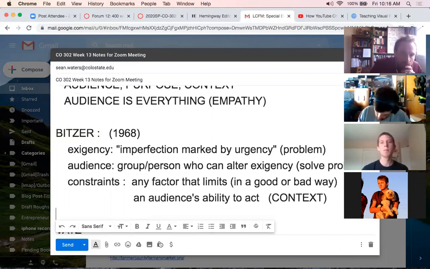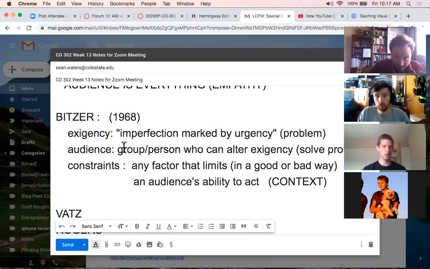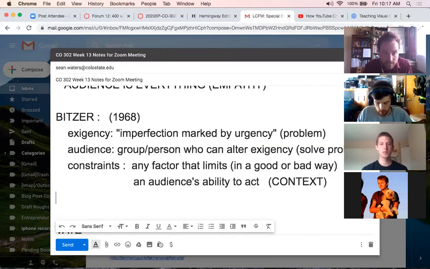Okay, so we're actually at a point where we can zoom out to see this first theory of rhetoric that basically shows that rhetoric arises out of imperfection and the need to change that imperfection through communication to a particular audience that can affect that situation. So he says his famous argument is that rhetoric is situational.